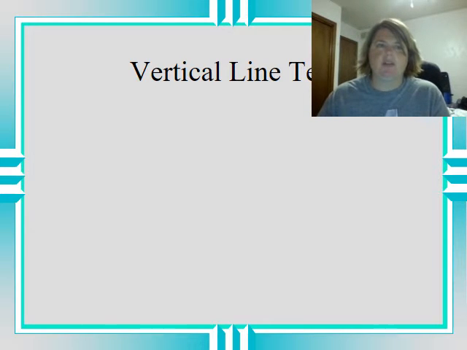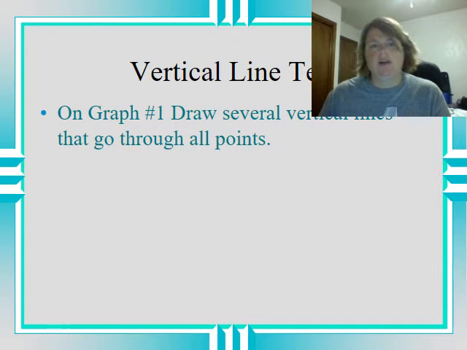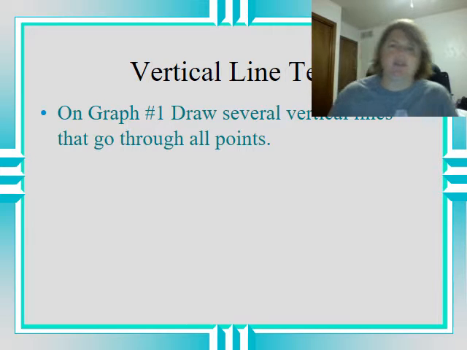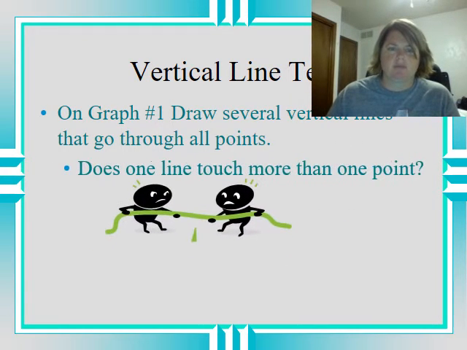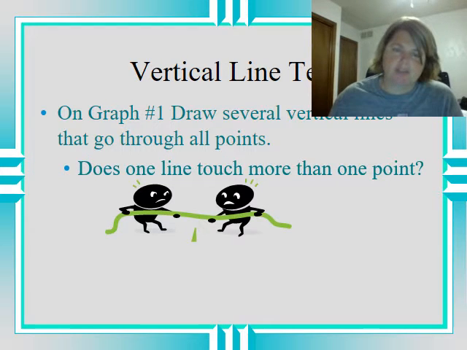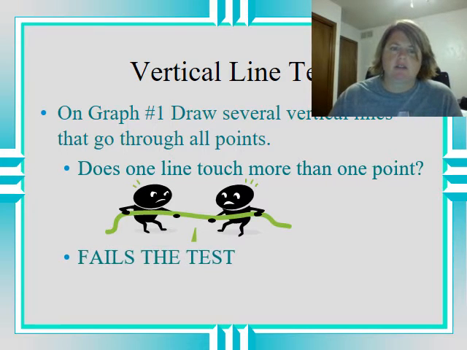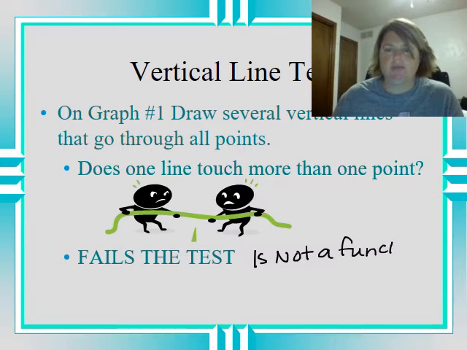All right, so now we're going to look at the vertical line test, which is kind of what I was talking about before. On graph number 1, the one where I circled the points, draw several vertical lines that go through the points. Does one line touch more than one point? If you remember the example I did before, I circled the 2 points and the answer was yes, which means it fails the vertical line test. Anything that fails the vertical line test is not a function. It's a relation, but it's not a function.